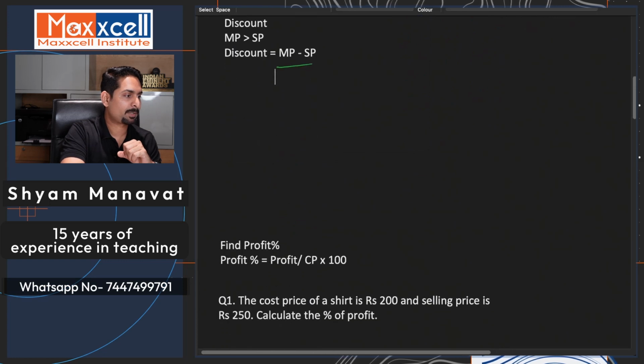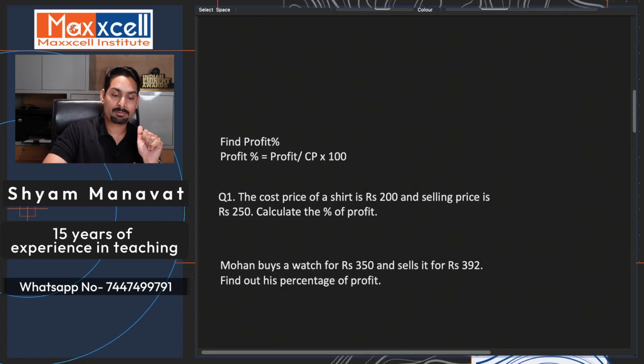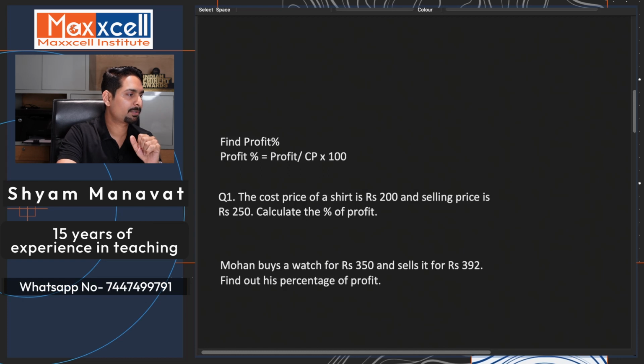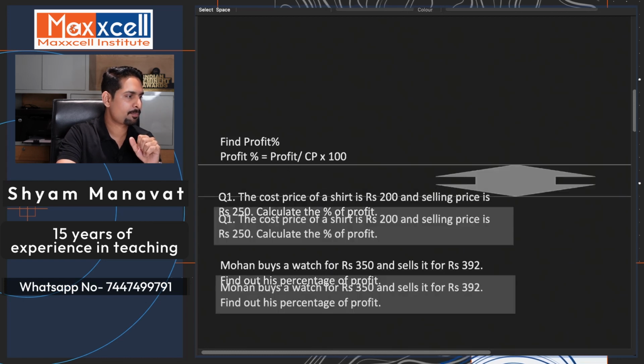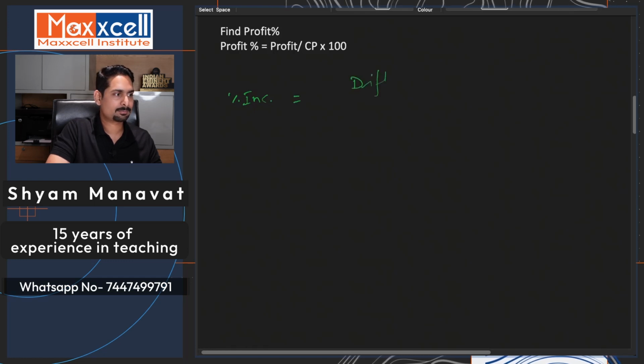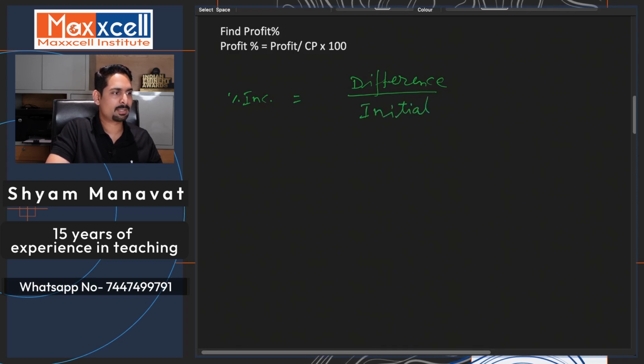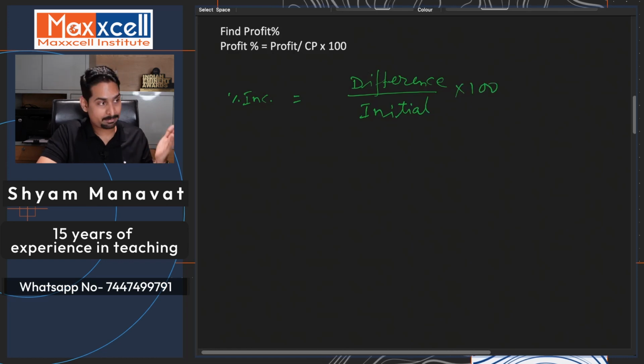Great. Now what is profit? You got the idea of what is profit. What is profit percentage? Here we have the concept of percentage. If you remember, we have seen the formula of percentage increase. What was the formula of percentage increase? Difference by initial value, or the base value, into 100. This was the formula to find the percentage increase.